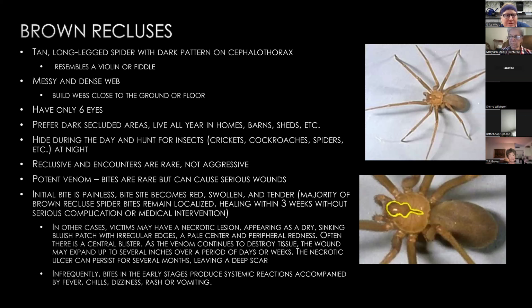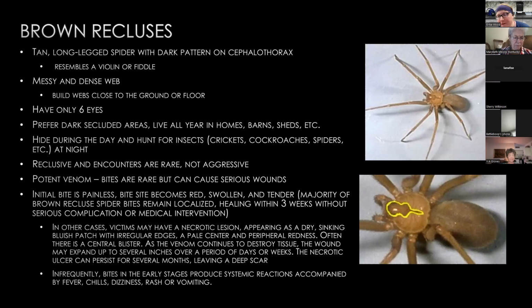These do form webs. They're more messy and dense, and they're going to be closer to the ground or the floor. So you may not even notice these. These could be near the corners of your baseboards. A lot of times they like to be in secluded, dark areas. It could be in a closet, could be up in your attic. If you have a more warm, insulated basement, it could be there. Okay, but they will generally live in structures all year round.